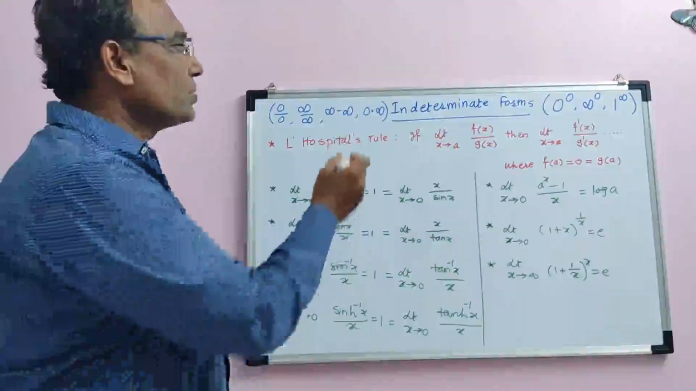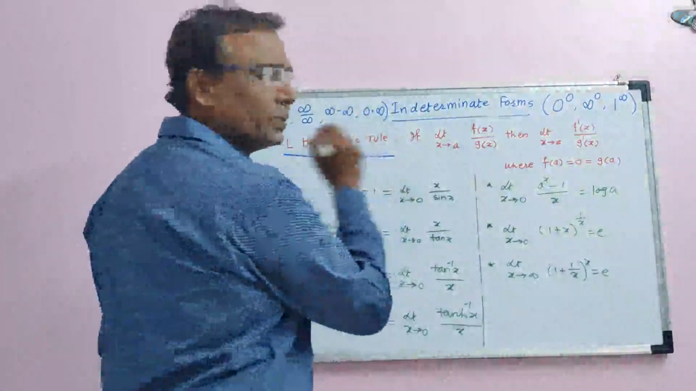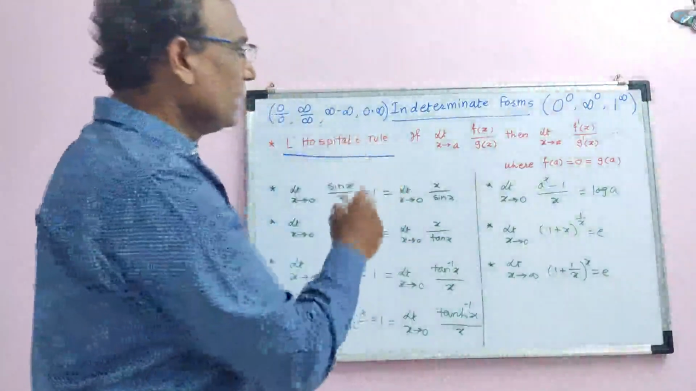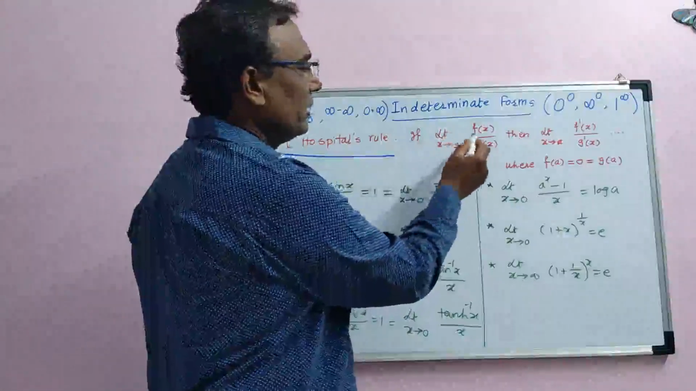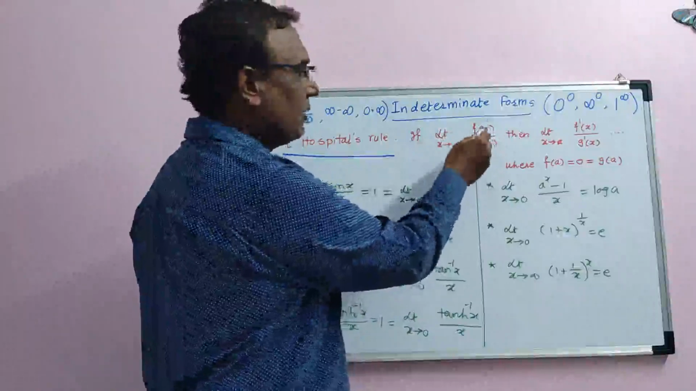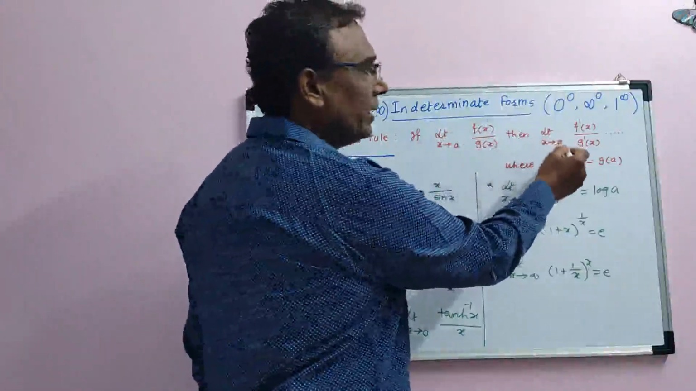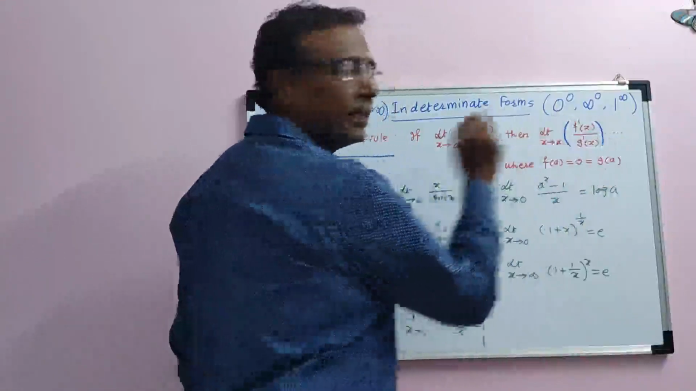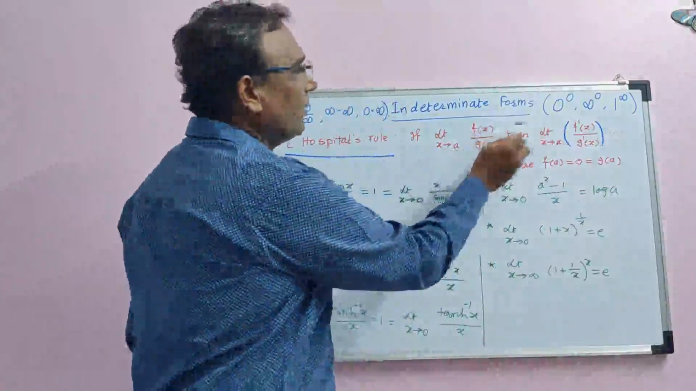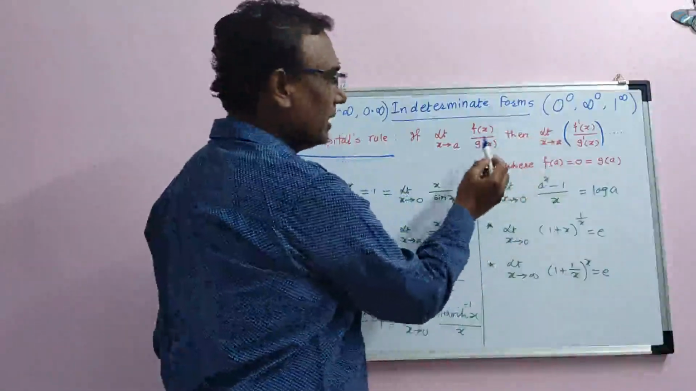When you solve problems on indeterminate forms, you have to use the L-Hospital rule. The L-Hospital rule I have written. In short, if limit x tends to a, f(x) by g(x), where f(x) and g(x) are two functions, then it equals limit x tends to a, f dash of x by g dash of x. Here f dash x is the derivative of f(x) and g dash x is the derivative of g(x).